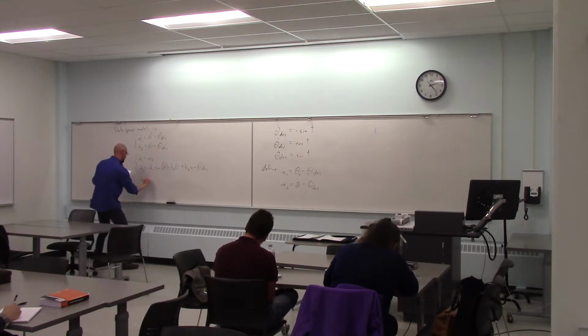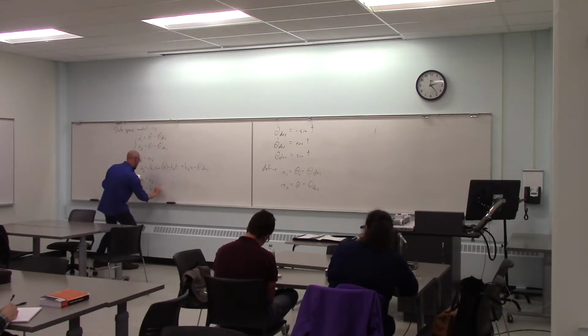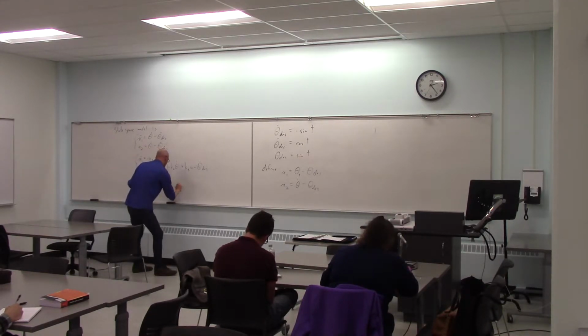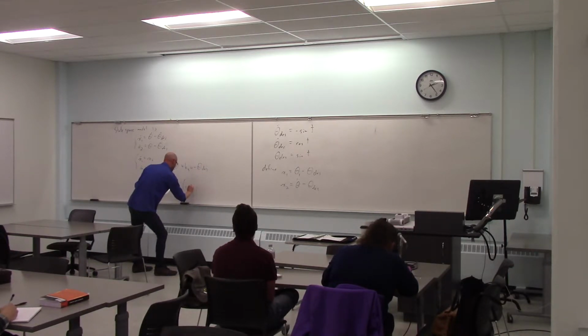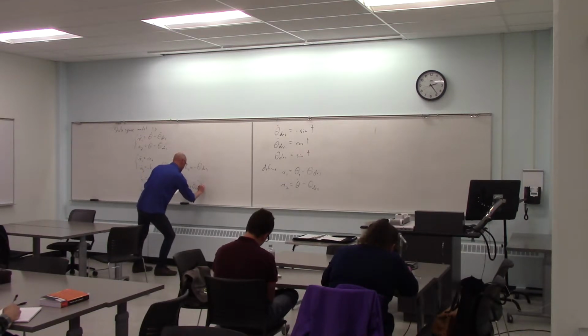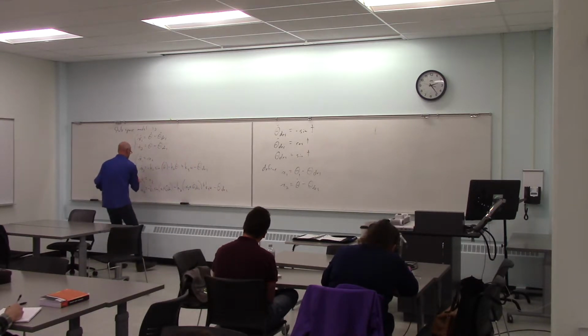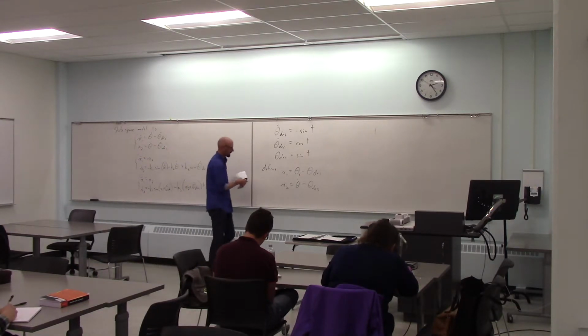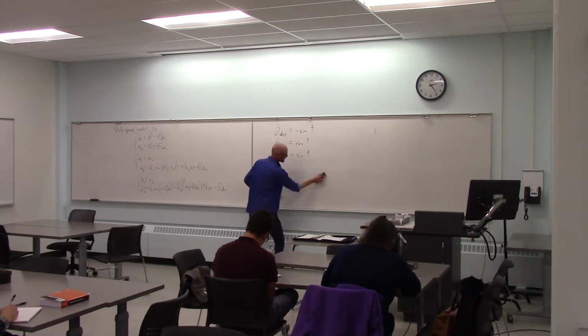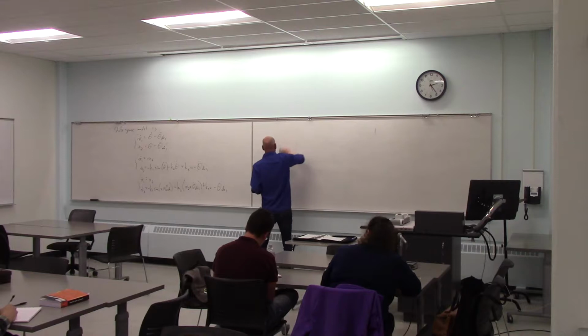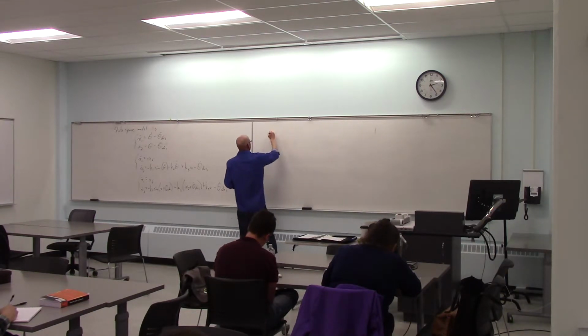So x1 dot equals x2. x2 dot equals minus k1 sine of x1 plus theta desired, minus k2 x2 plus theta dot desired, plus k3u minus theta double dot desired. So now when I sub that desired trajectory in, I'm going to have t appear here explicitly.